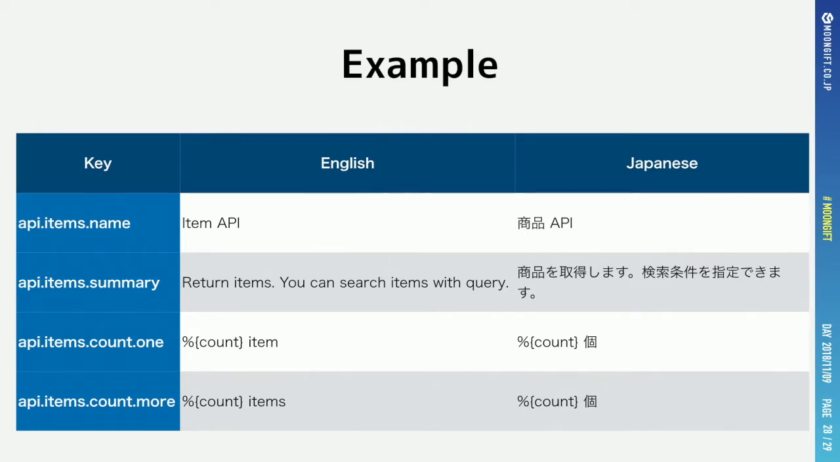They support variables in the value, like percent count, right? And in English, singular and plural terms are different, like item and items. But in Japanese, it's not. So we use the same term. So each language has different rules. So I have to translate each term for each country.